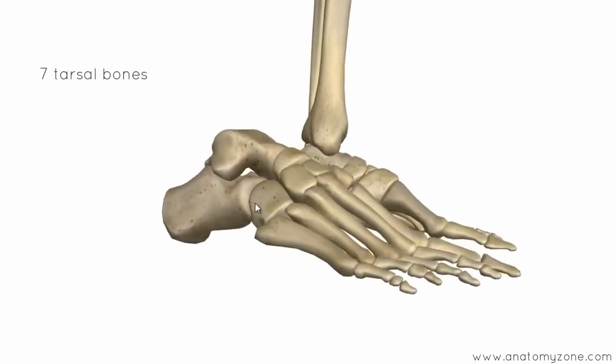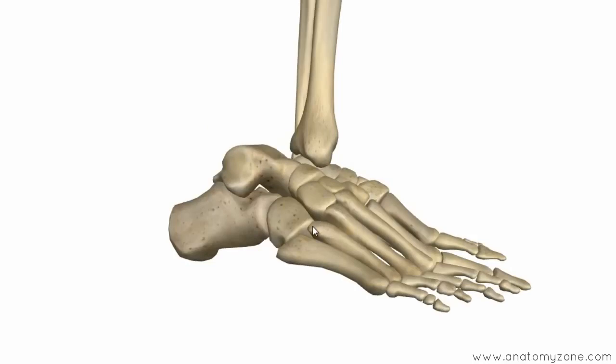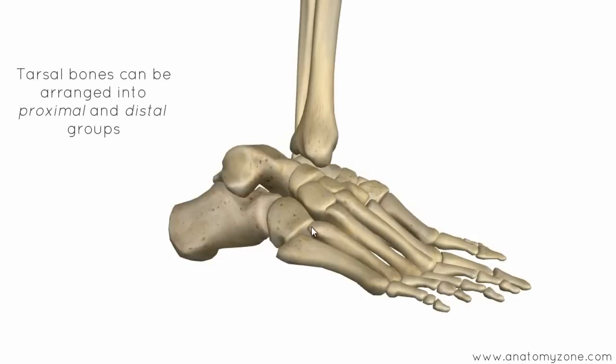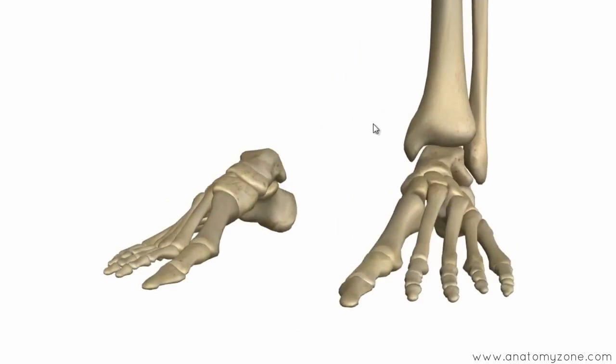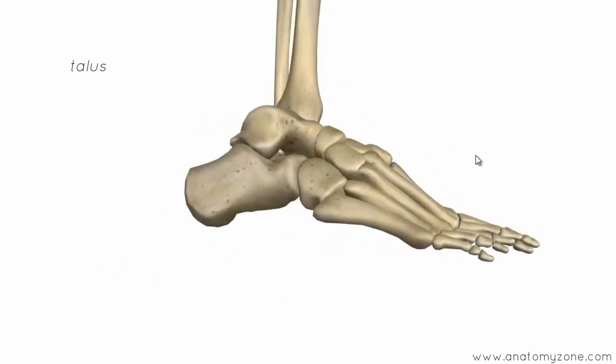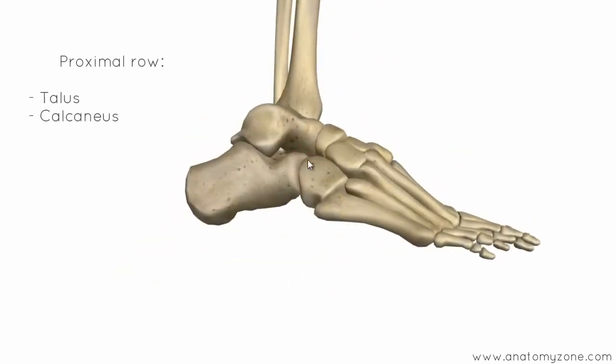So you've got 7 tarsal bones. These are the bones that come before the metatarsals and the phalanges, and you can separate the tarsal bones into a proximal and distal group. In the proximal group you've got 2 bones. You've just got this bone here which articulates with the tibia and the fibula. It's called the talus, and you've got the calcaneus. So those are the 2 bones in the proximal row.